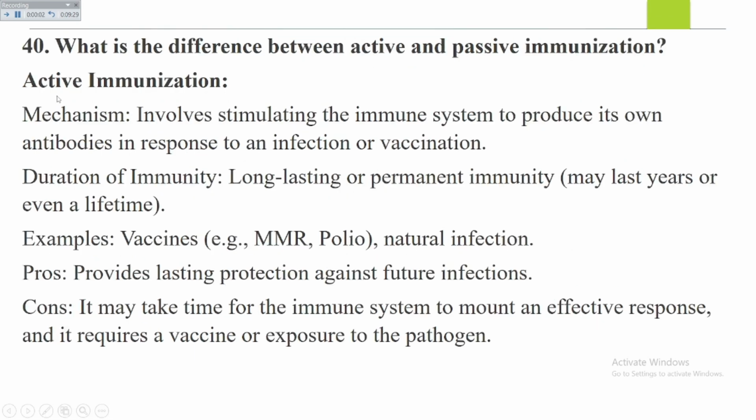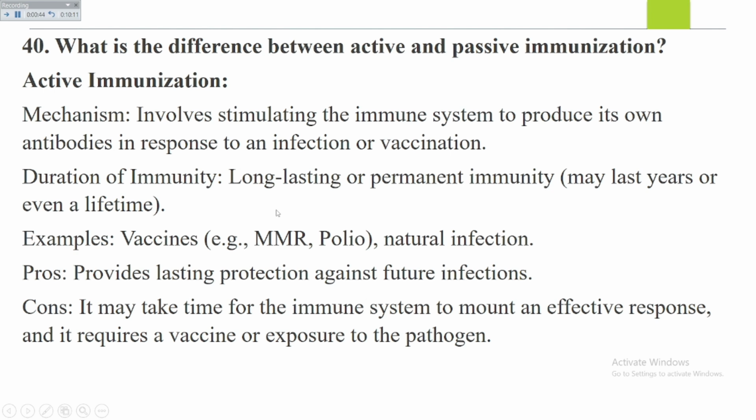So we proceed with this question also: what is the difference between active and passive immunization? We are going to see how active is different from passive immunization. Starting from active immunization, this is the mechanism of how it works: it involves stimulating the immune system to produce its own antibodies in response to an infection or vaccination. Here, the immune system is stimulated so that it produces its own antibody when there is infection or vaccination in the body.